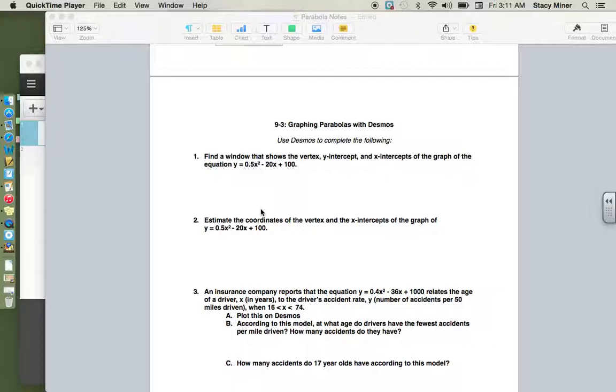We could do these by hand, just like we've been doing this week with a table. But as your numbers get larger or more messy, Desmos will be a helpful tool to help us see the important parts of the graph very quickly. Okay, so we're doing the same thing, we're just not plotting it all by hand. So this is your blue sheet for 9-3.